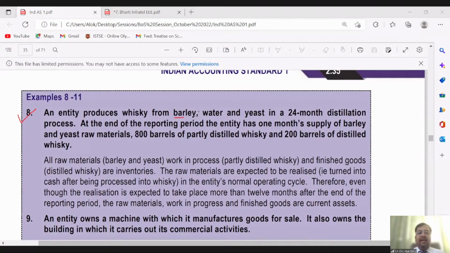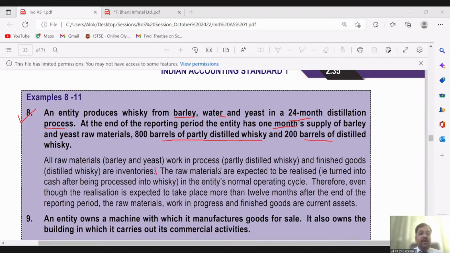An entity produces whiskey from barley, water and yeast in a 24-month distillation process. At the end of the reporting period, the entity has 1 month supply of barley and yeast raw material, 800 barrels of partly distilled whiskey and 200 barrels of distilled whiskey. So the company has raw material, some work in progress and some finished goods. All raw material, barley, work in progress, partly distilled and finished goods, distilled whiskey are inventories.